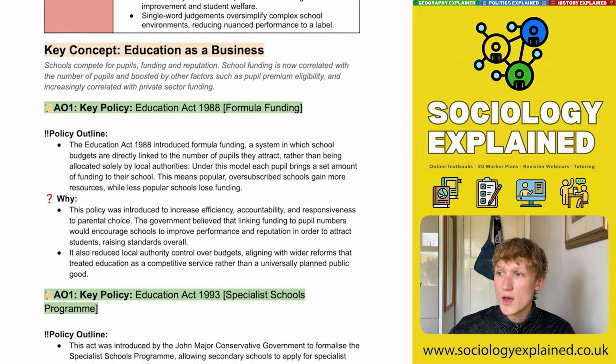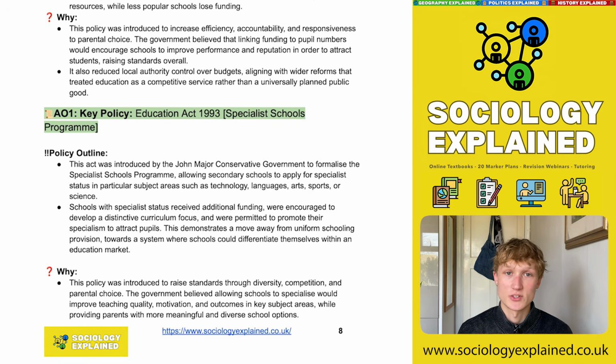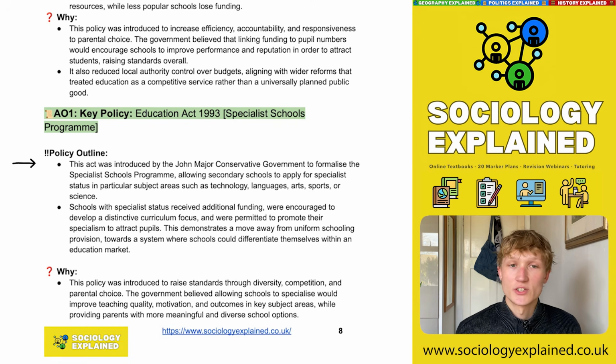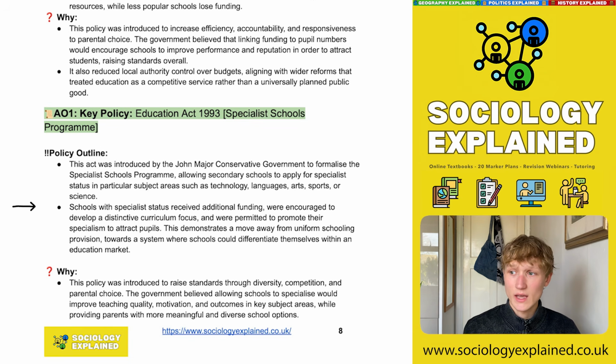Another key act in relation to this was the Education Act of 1993, which was the Specialist Schools Programme. So this was introduced by the John Major Conservative government, which essentially allowed certain secondary schools to apply for specialist status in particular subjects, so something like technology or languages or arts. They could be a technology school, they could be a languages school. And this meant that they could receive specialised status that gave them additional funding and therefore encouraged them to develop a particular focus on that thing.